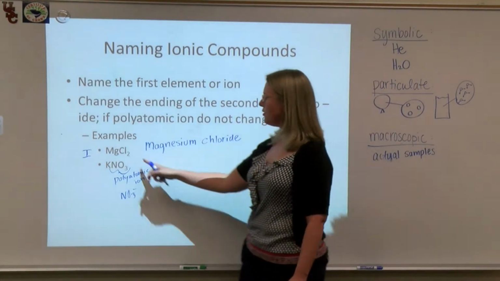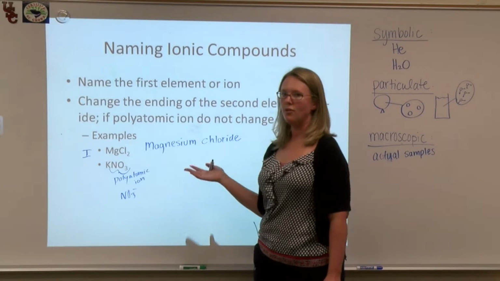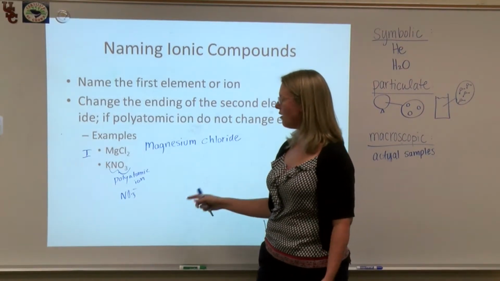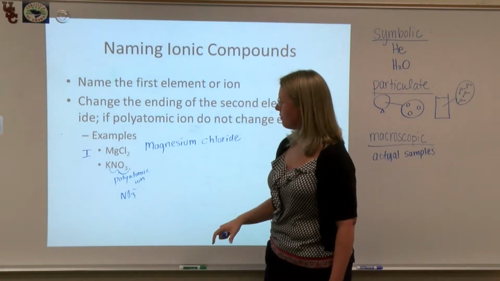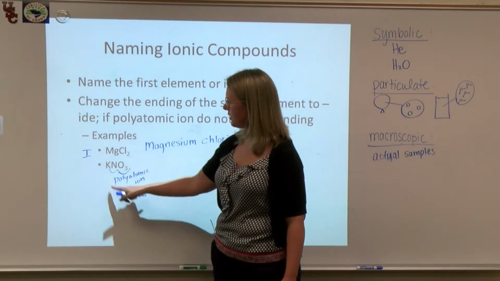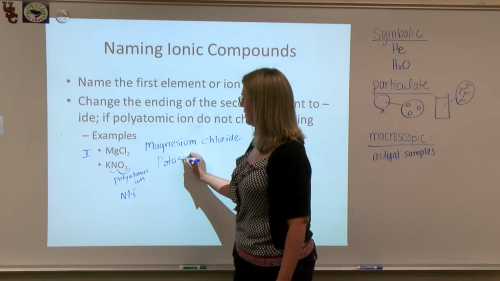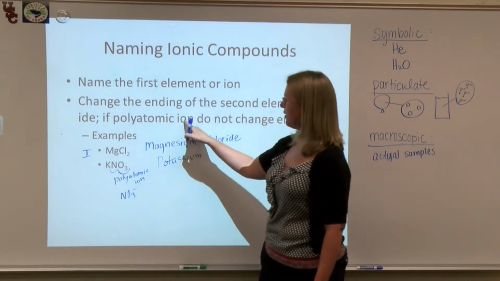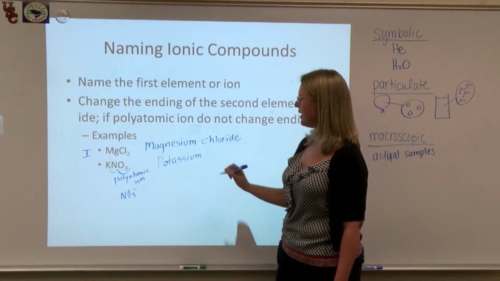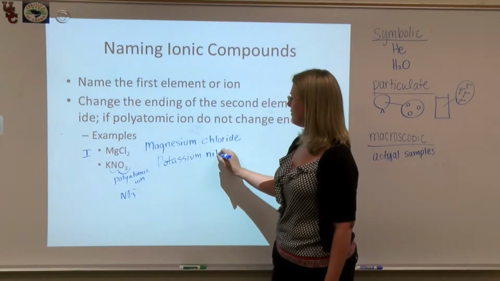Students always say, well, there's a 2 right there. Don't we have to do something with the 2? The answer to that question is no, and we'll talk about why that is in just a minute. So for this substance, you would name K. That's potassium. Okay. And then NO3, notice if it's polyatomic, you don't change the ending. So this is just potassium nitrate.